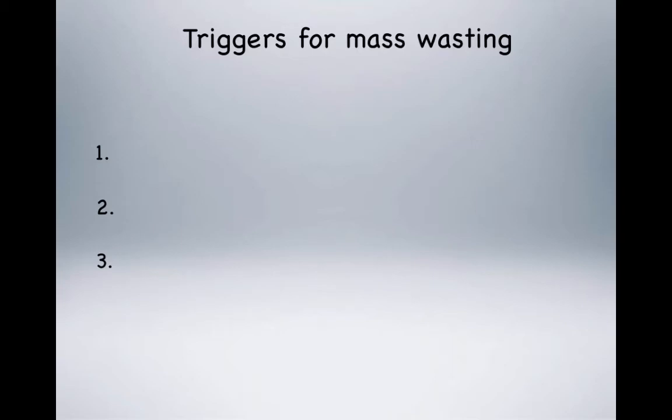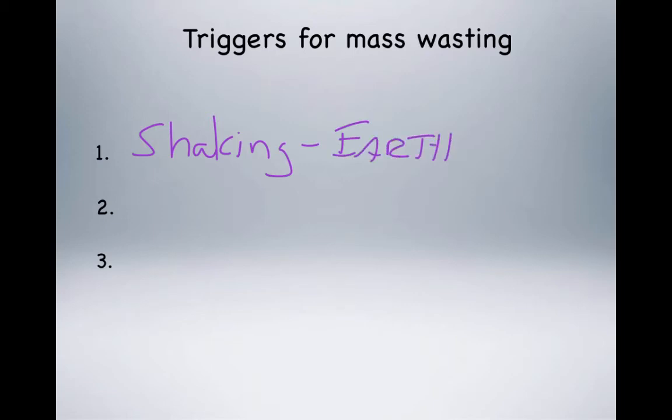There are three main types of triggers that I want to review. The first, living in California, you should be familiar with this, is shaking. Usually the result of earthquakes. Obviously, if you've ever lived through an earthquake, you know that it shakes everything up. Bookshelves come down in your house. Lamps tip over. It does the same thing on slopes. It causes slopes to, you shake them up, and they tend to fall down.